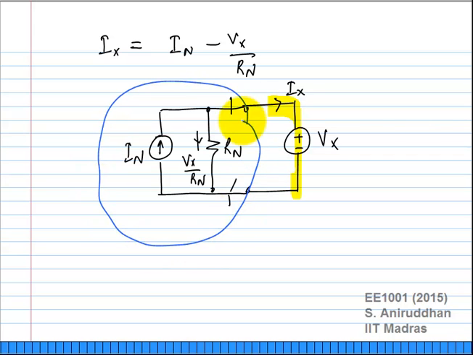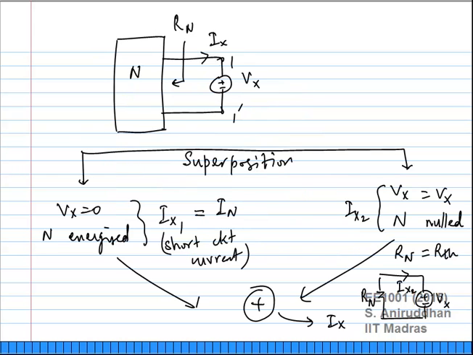This is called the Norton equivalent circuit. This is often called Norton's theorem. In is called the Norton current, and Rn is called the Norton resistance.